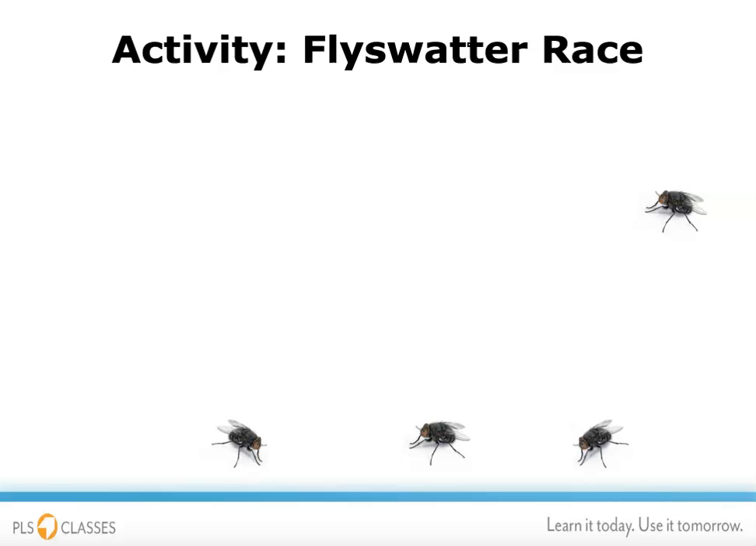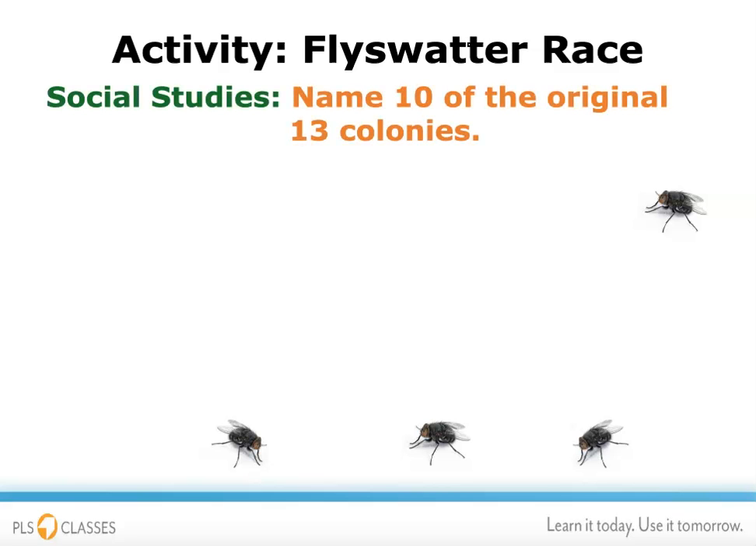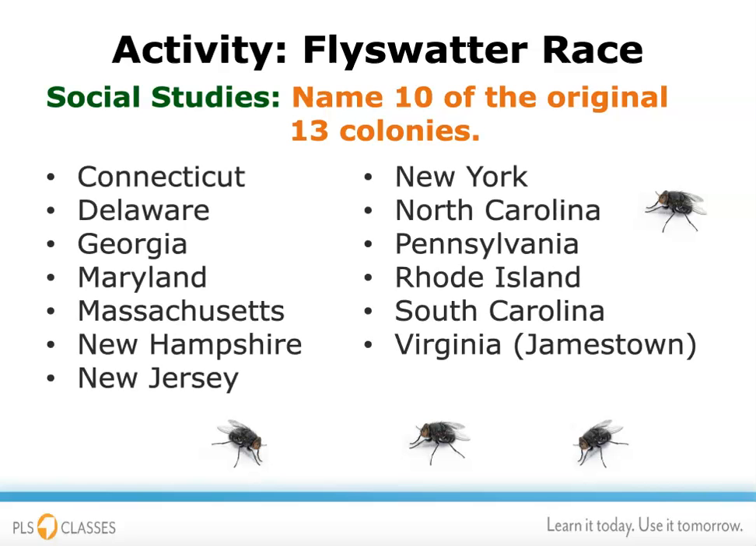Let's do another round with a different goal. Your goal is name 10 of the original 13 colonies. Ready, set, begin. Check your answers and let your instructor know if your team was able to list 10 of the original 13 colonies.